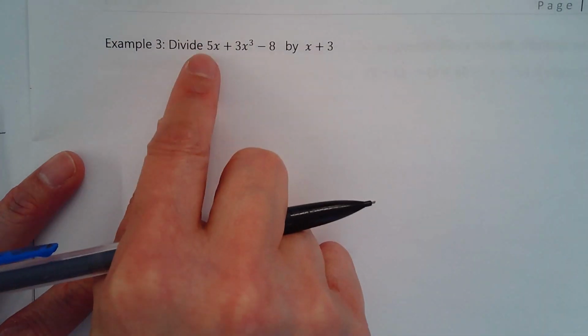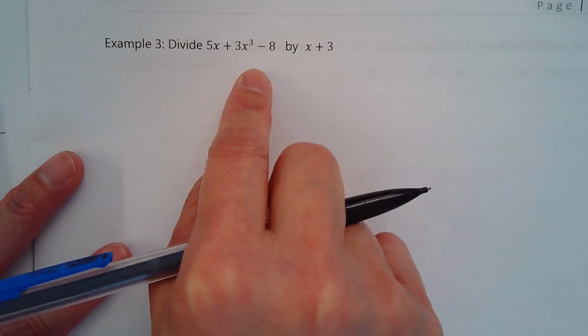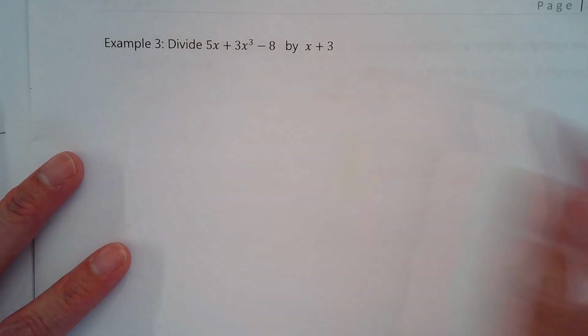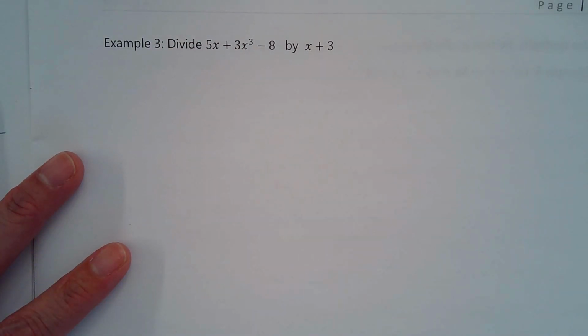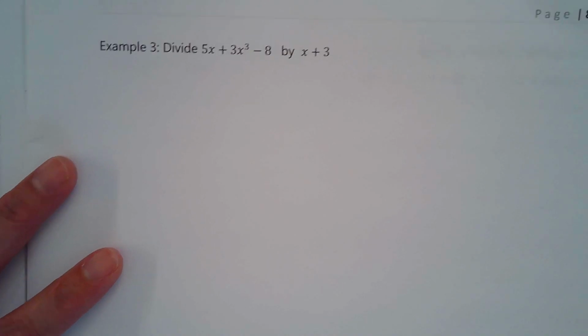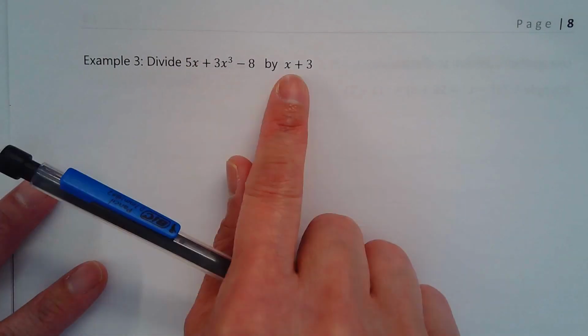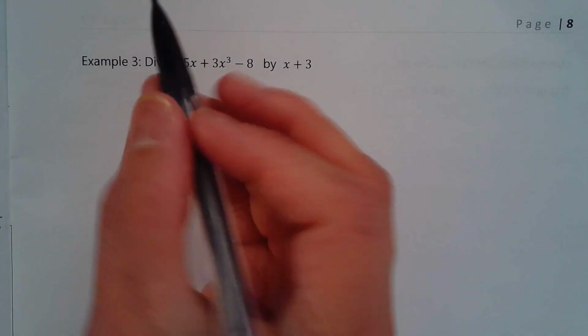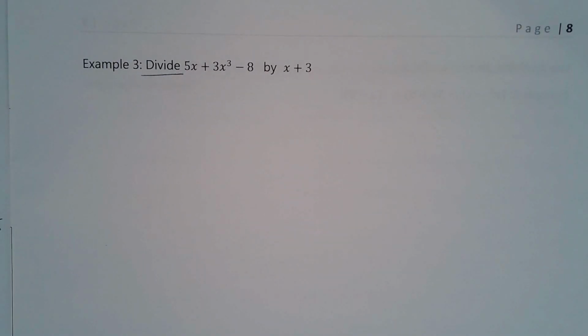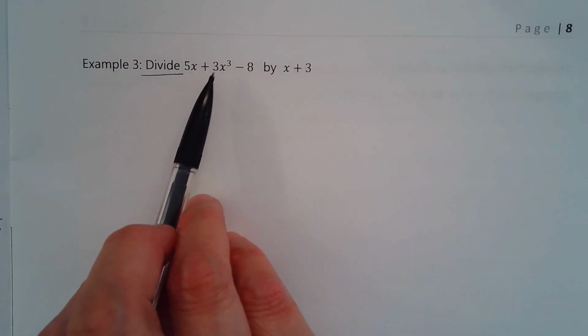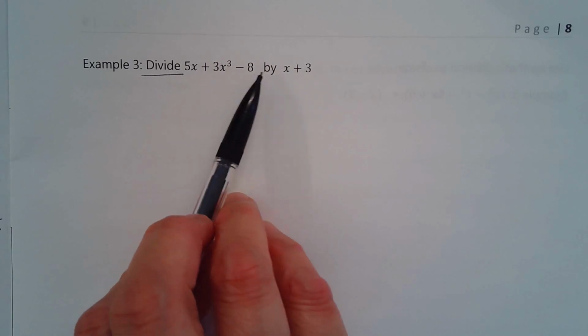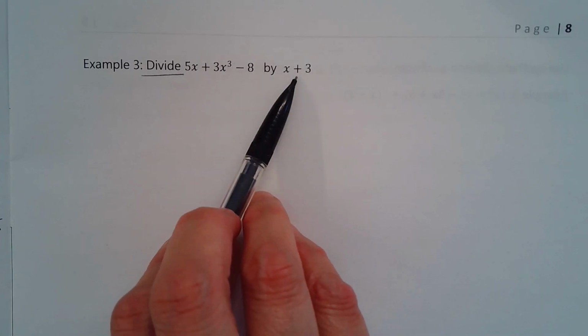We're going to try example number 3 together, and then we'll see where we go from there, okay? So you look at that one, it says divide 5x plus 3x cubed minus 8 by x plus 3.